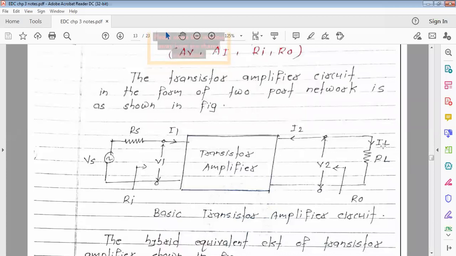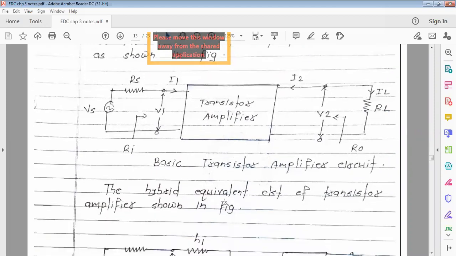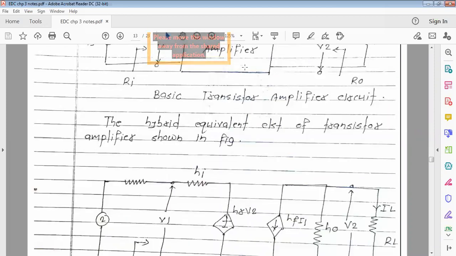The current flowing through the load resistance is IL. I2 and IL are the same, but the direction is opposite. IL is towards the RL, while I2 is towards the transistor amplifier circuit. And Ro is nothing but the output impedance of the transistor. So we have to find that.